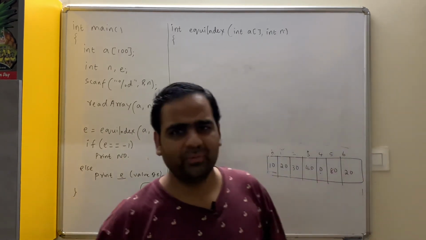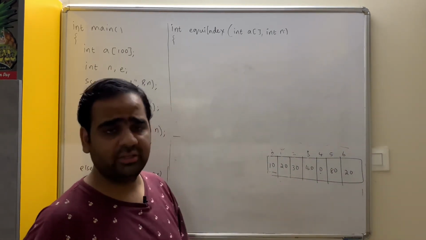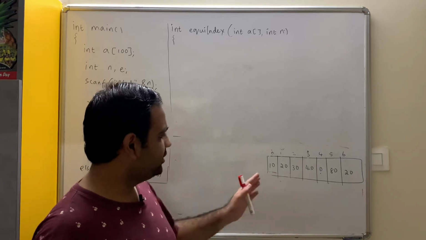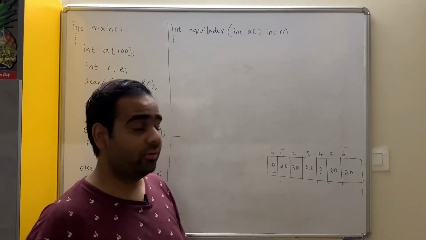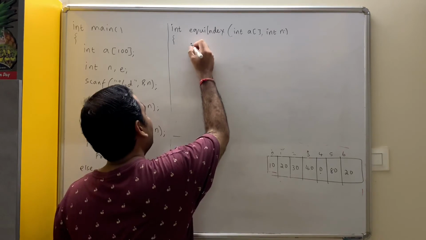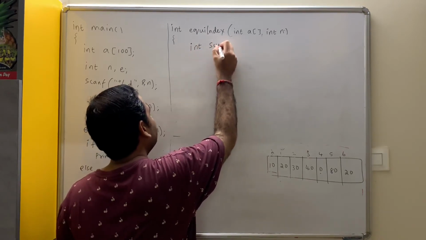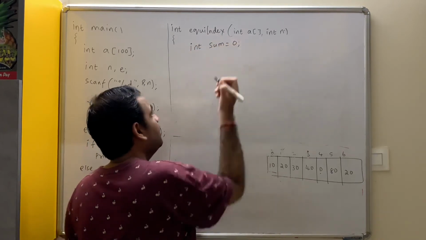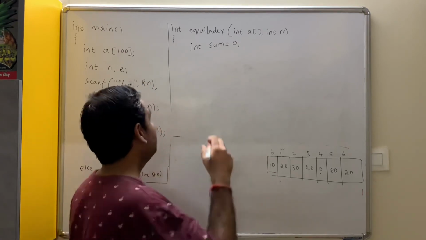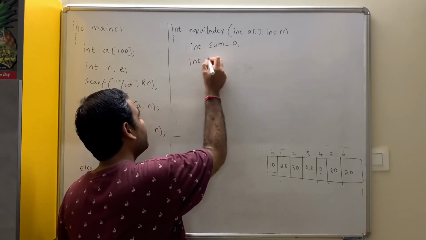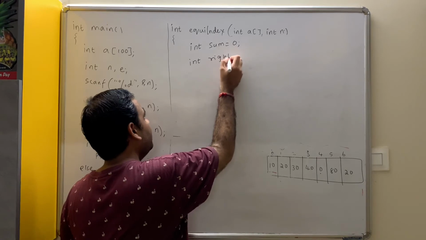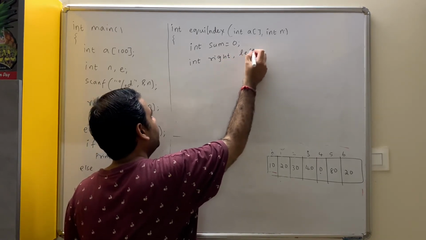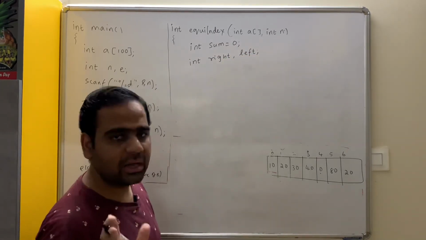Let us see how we write code for the explanation that I gave. What is the first thing? First thing is to find the sum of the array. Initially, the value of sum is 0. And we need two more things, right and left. Let the values be garbage initially.